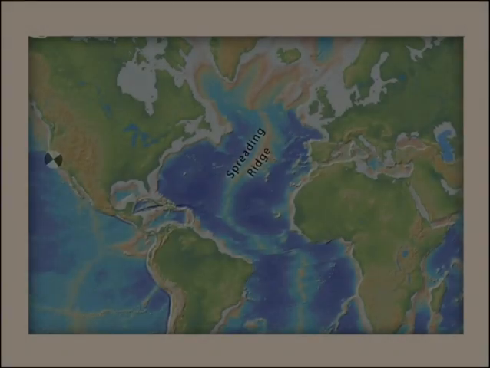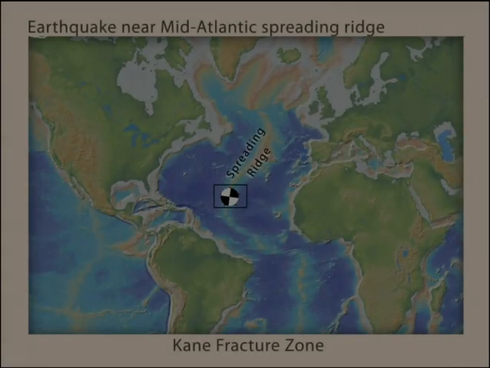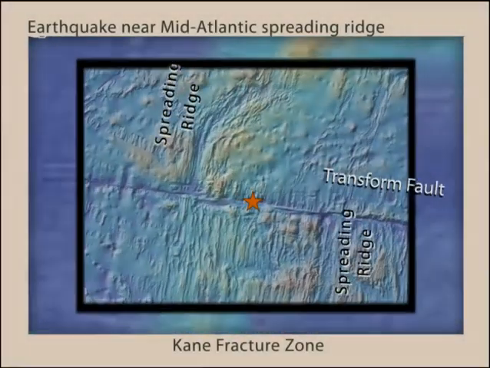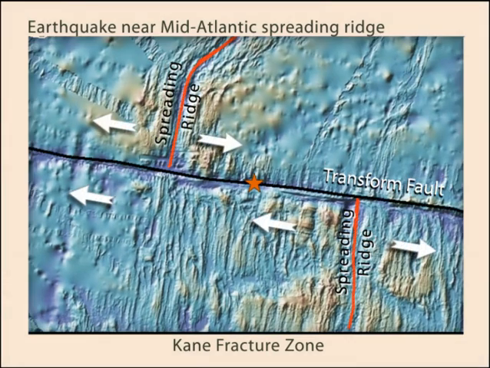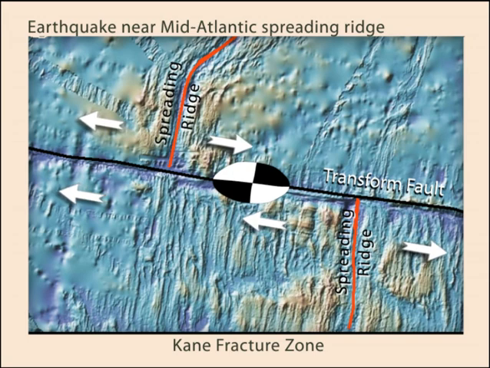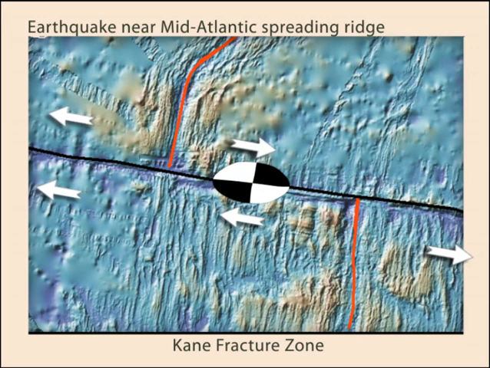Now let's consider a right lateral strike-slip earthquake on the Kane fracture zone in the Atlantic. This earthquake will produce compression in the northeast and southwest quadrants and dilatation in the northwest and southeast quadrants. Since there are no nearby seismometers, the P wave first arrival patterns are observed at distant stations.